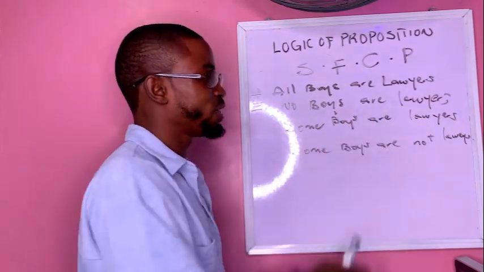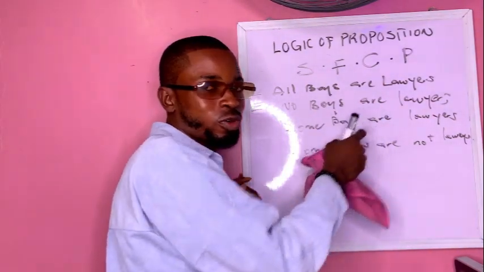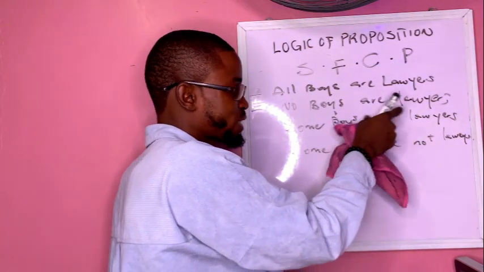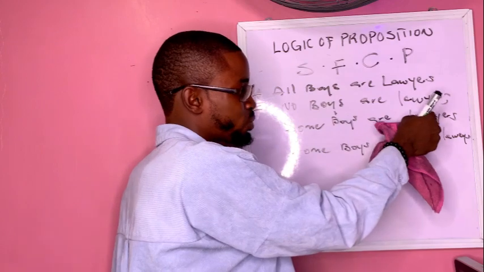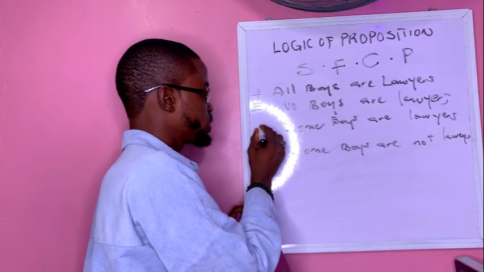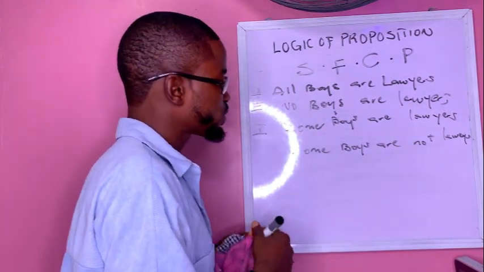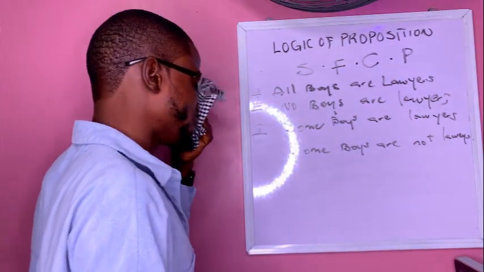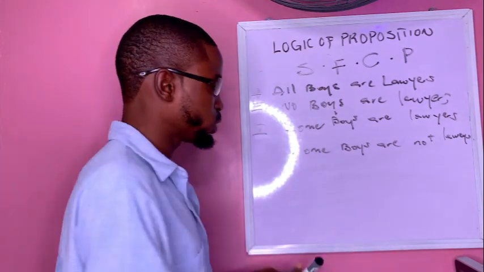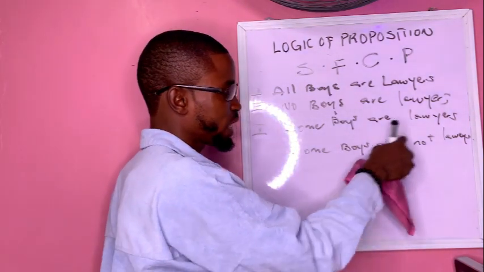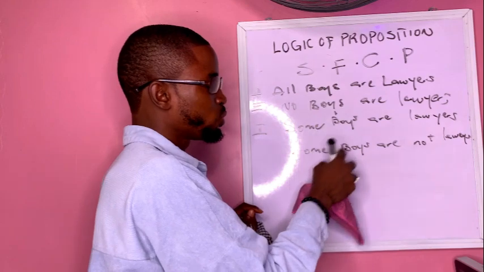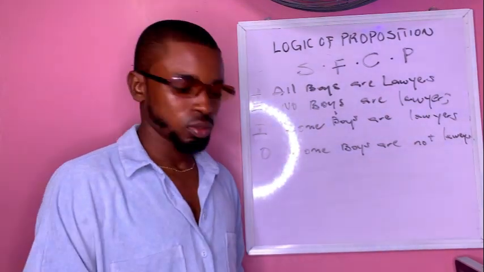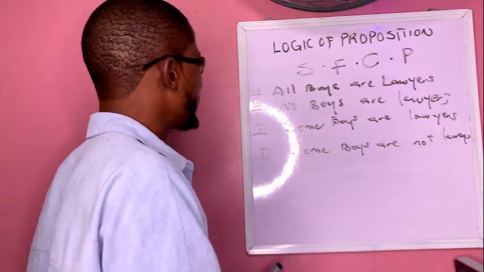Then some boys are lawyers. This one affirms a class inclusion, but partly. That is, it just affirms a partial class inclusion, that is some of this class are part of this class. So we say that is an I proposition. Then the last one, some boys are not lawyers. It denies a class inclusion, but a partial class inclusion between the class of boys and the class of lawyers, by saying that some boys are not lawyers. So we say that is what? O proposition.